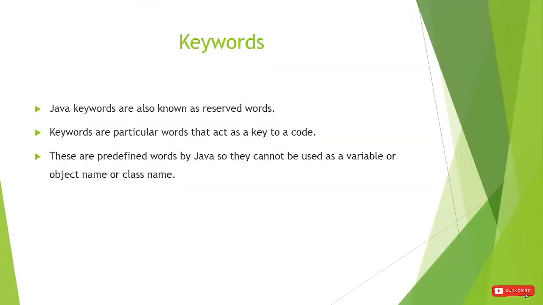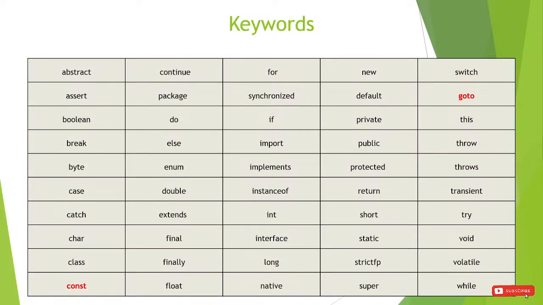So these are predefined words in Java, so they cannot be used as a variable name, object name, or class name also. After that, these are all the keywords: abstract, continue, for, new. If you want to use anything, you can just use it simply. Suppose if you want to use a class, you can use the class.